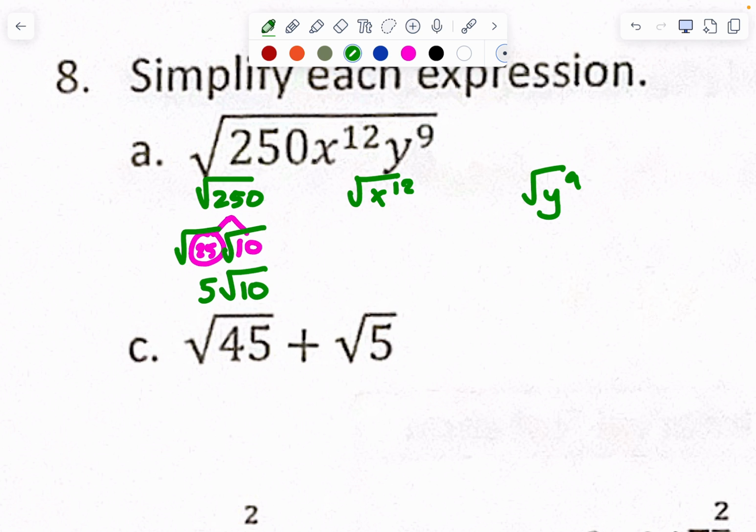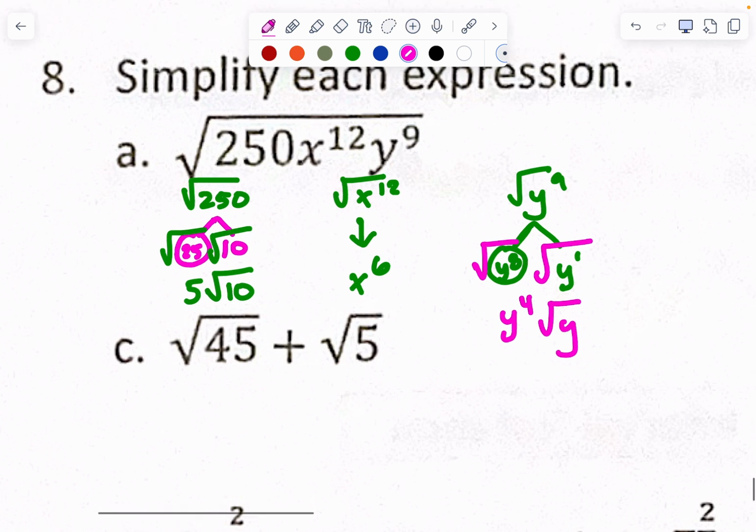Okay, what about the square root of x to the 12th power? It's x to the 6th. It just pops straight out because remember you're dividing, right? 12 divided by 2 is 6. What about y to the 9th? We go y to the 8th here and y to the 1st here, and that makes 9 total. And we're taking the square root. Square root of y to the 8th is y to the 4th. Square root of y just stays square root of y. And then we slam it all back together.